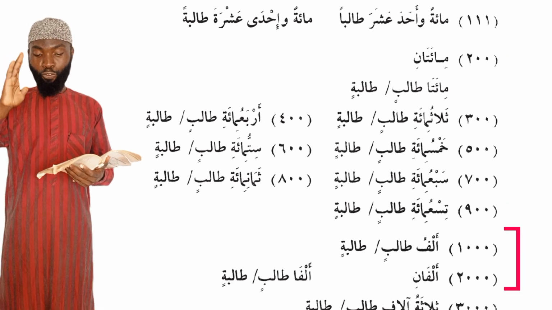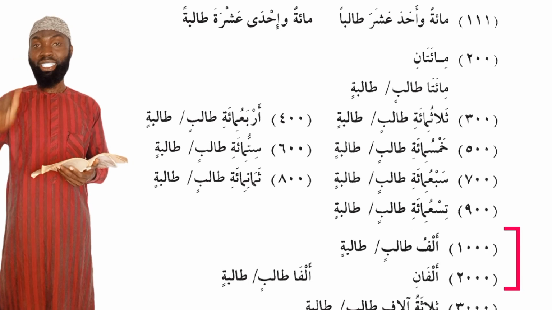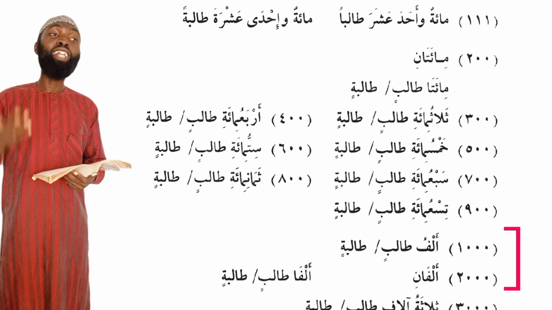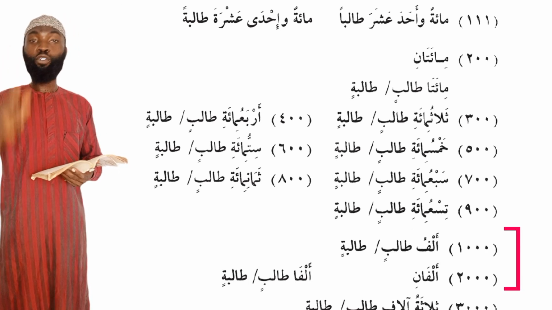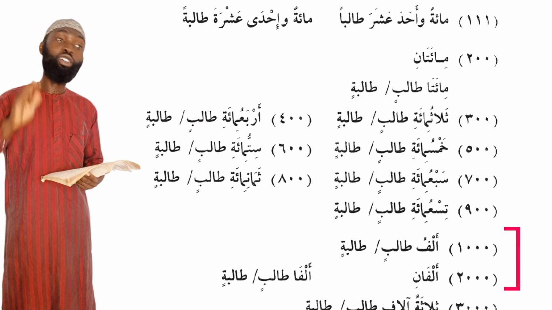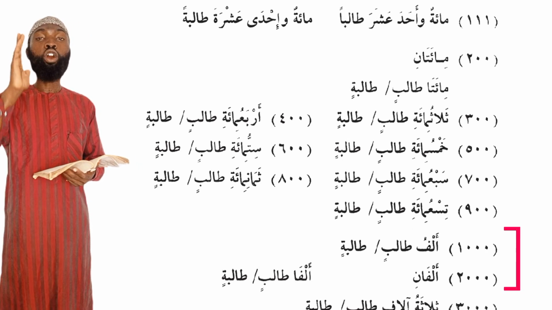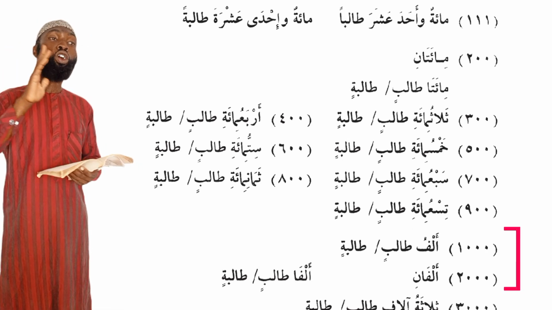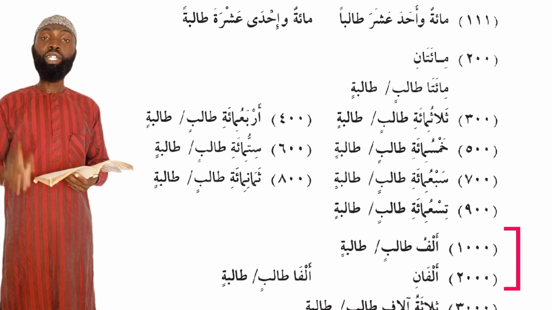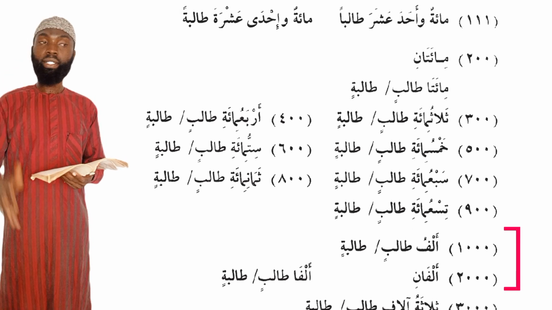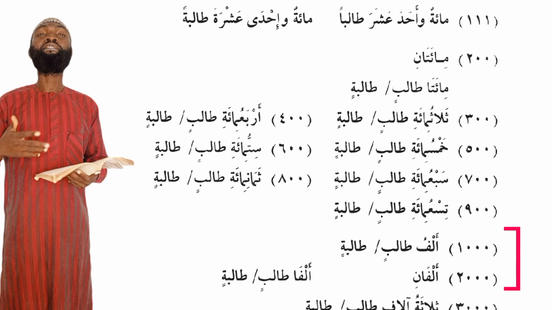So now you have 1,000. 1,000 is called alfun. For 1,000 students, alfu talibin. Alfun is also singular. You don't have a plural here, you only have alfun. So alfu talibin or alfu talibatin. That is 1,000 male students or 1,000 female students. If you have 2,000, it will be alfani.